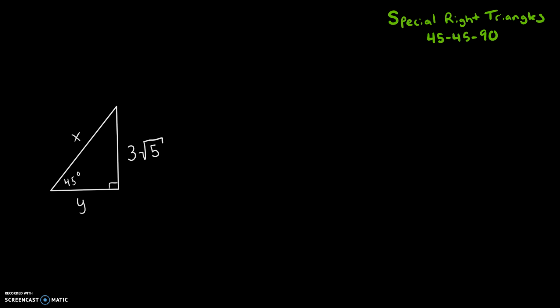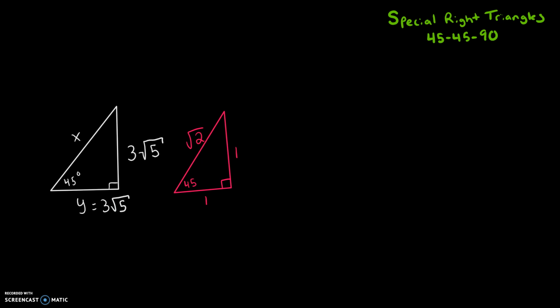So again, just like before, draw a reference triangle in the same orientation as the picture that you are given. Then we'll label our sides 1, 1, and square root of 2. So just like all 45, 45, 90s, we automatically know this other leg is also 3 square roots of 5.